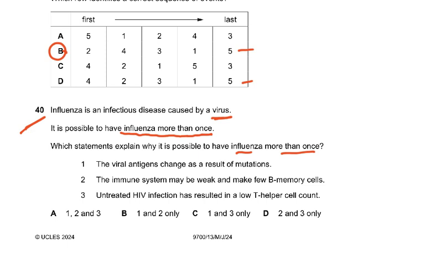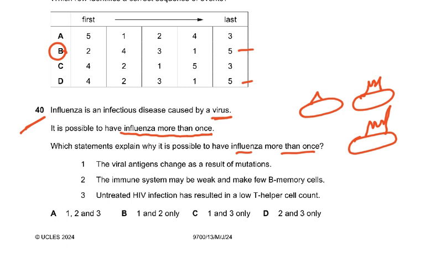Now you see, the question says influenza more than once. Why would I have influenza more than once? There can be 2 reasons. Number 1, my immune system is very weak. Number 2, the virus for influenza is of many strains. There are many strains of the virus. All of them cause influenza, but what is different on them? They have different antigens on them. But they all cause influenza. So the viral antigen change as a result of mutation.